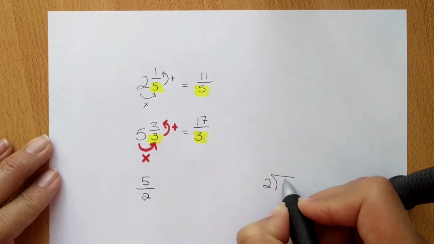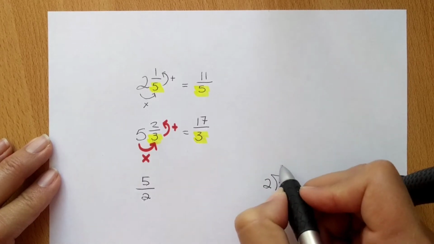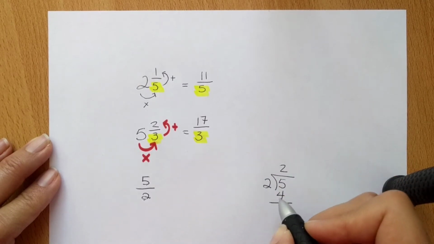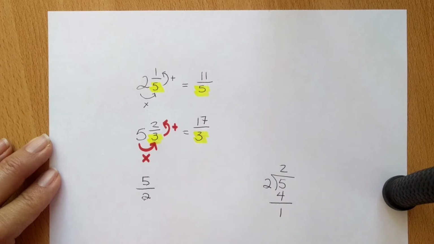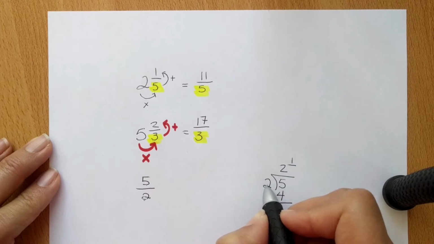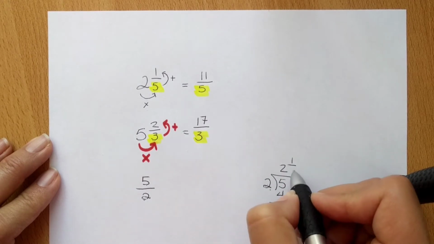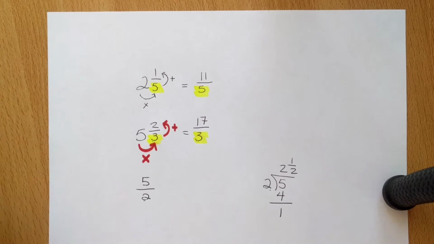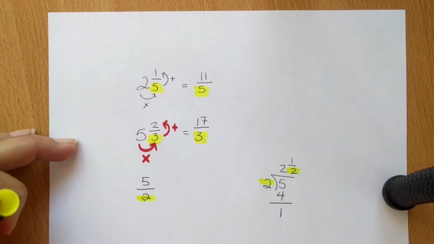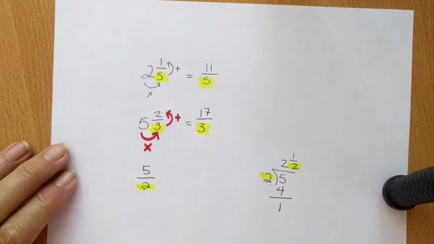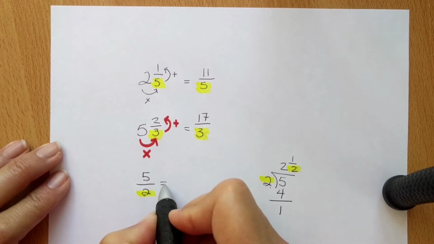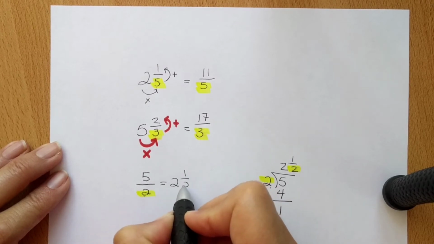2 goes into 5 2 times. 2 times 2 is 4, with a remainder of 1. This 1 becomes the new numerator, and the denominator stays the same. The denominator always stays the same. Don't come up with a new denominator. Okay? All right, so 5/2 equals 2 1/2.